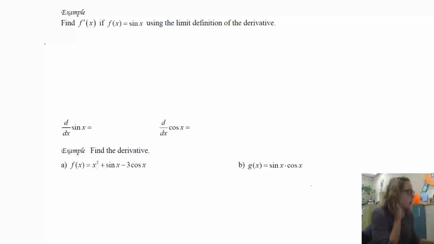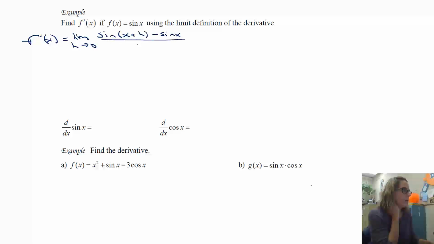All right, so we're going to take our derivative, so let me put my derivative notation here, don't forget that. And you can think about using the limit definition for the derivative, limit as h goes to 0 of sine of x plus h minus sine x over h. Now you might be thinking, what am I going to do with that?